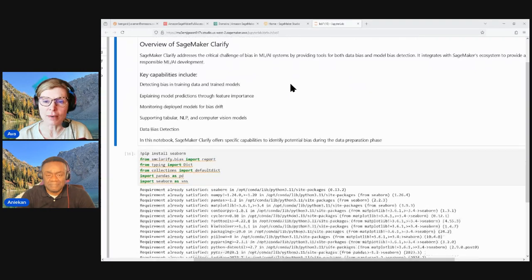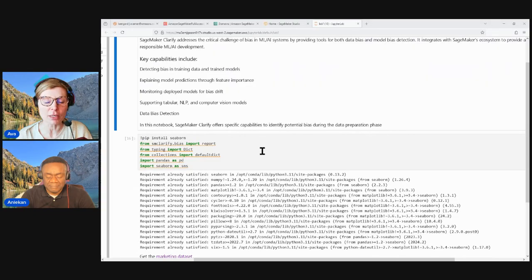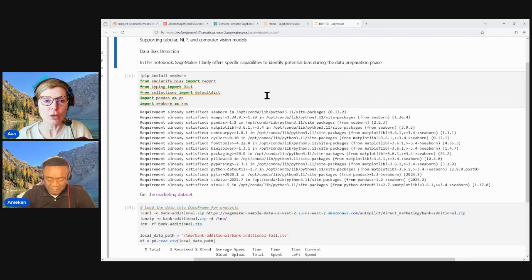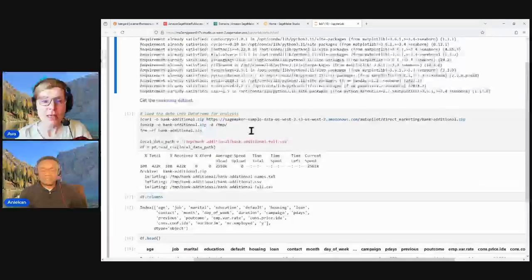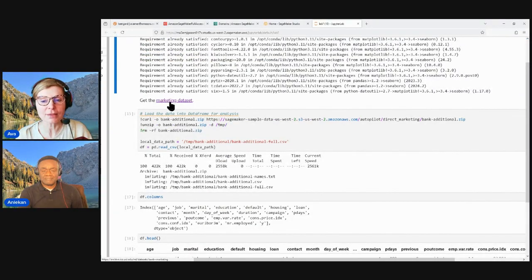Here I have a Jupyter notebook, and this notebook runs interactive Python scripts. I have already pre-run them for us. This is going to install some packages, including the SageMaker Clarify report, which is going to be imported from the SageMaker Clarify bias package. This is going to be used to test against various bias metrics here. It's going to use a marketing data set.